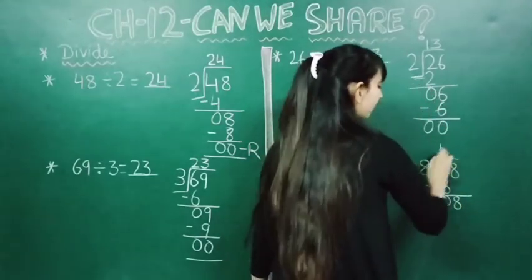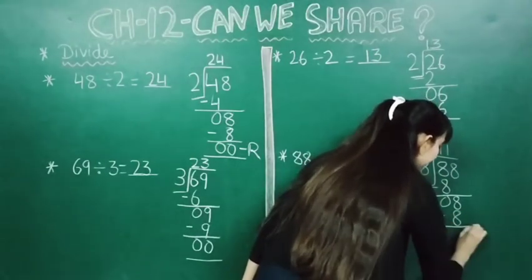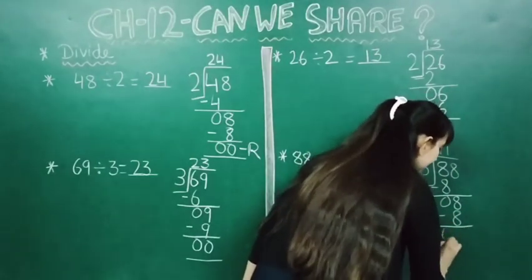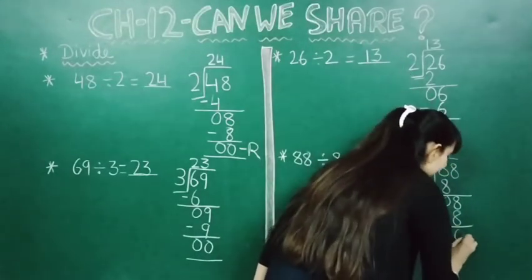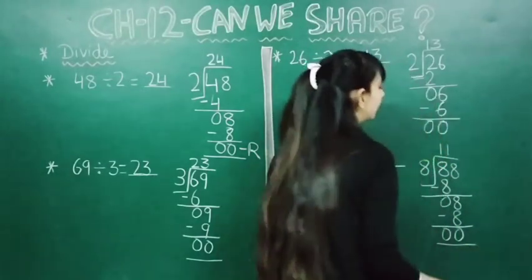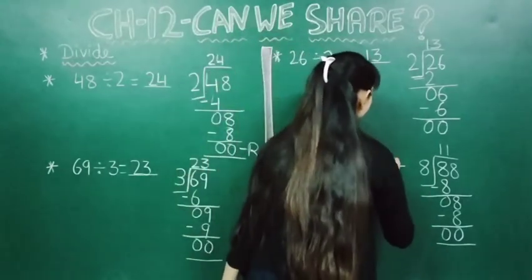Now again 8 ones are 8. We will just subtract this. Now this 0, here it will come 0 only. Now 8 minus 8 is 0. So the answer you got, that is 11. So here we will write 11.